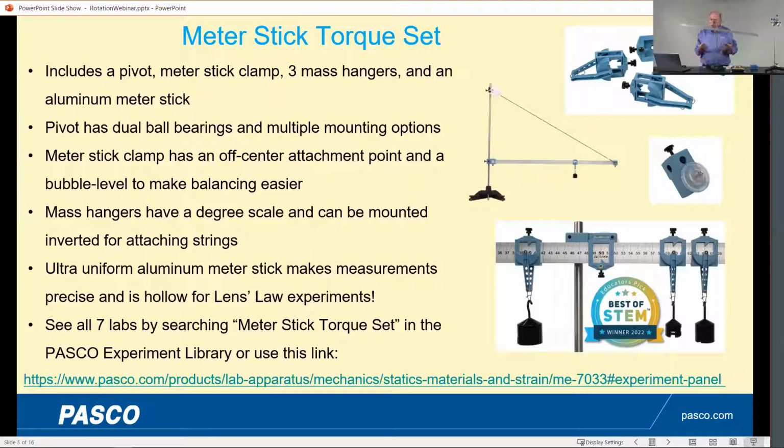There we go. Other things, we have 3 mass hangers, and the mass hangers are labeled with their mass, 10 grams. And there's a bar to hang mass on it. There's even a little scale that you can use for angles. That won't come up in today's labs, but it can come up in some of the other labs that we have for this. And there's a little hook here if you want to hang something on it.